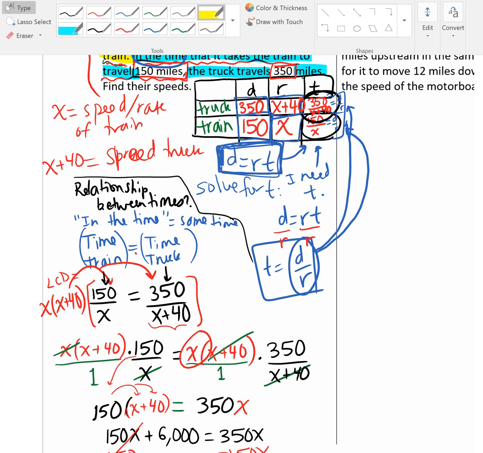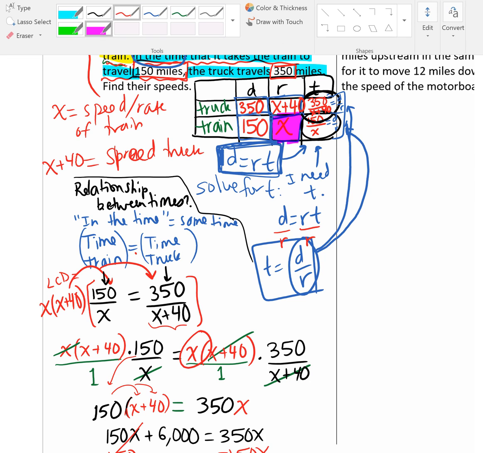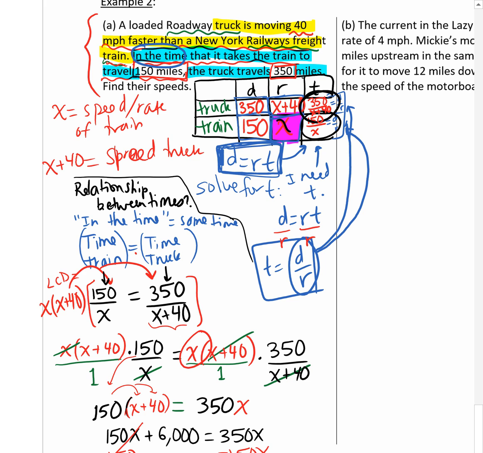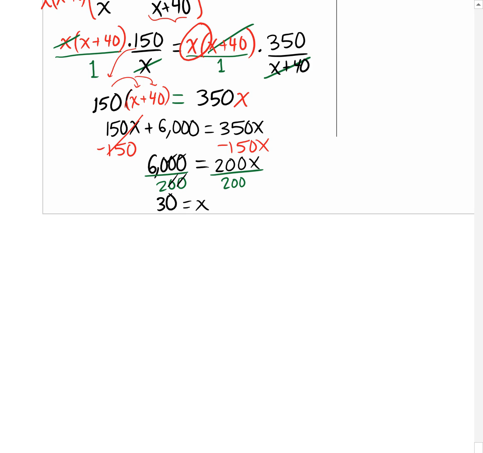If you're looking for what x stood for, you got to go back to the table you drew. Where did I put x? He was right here in this kind of middle part, and he was underneath rate, so it must be rate or speed of, okay, he was next to train, so that must be the speed of the train. Okay, let me see, I'm going to write that down before I forget. The speed of the train.